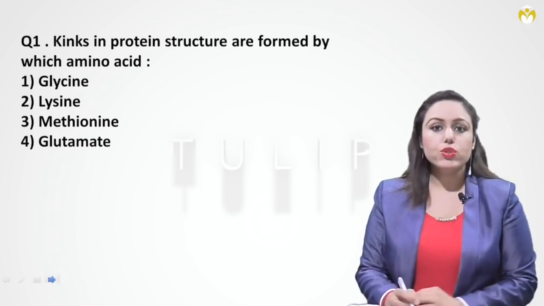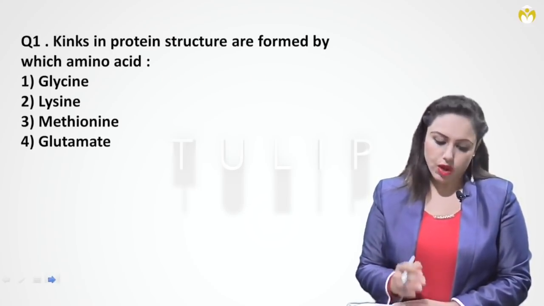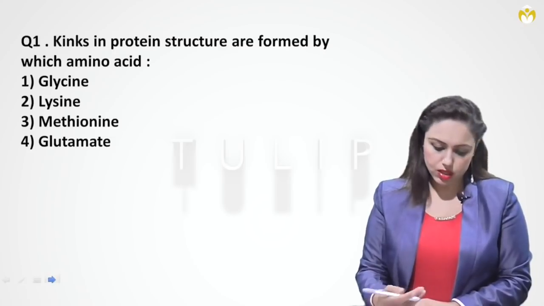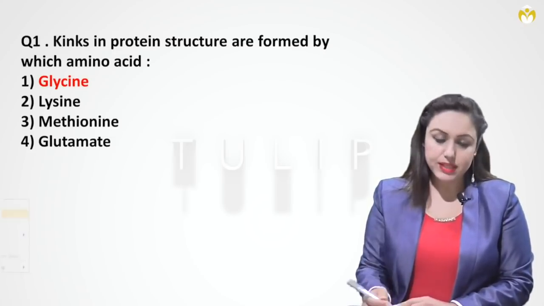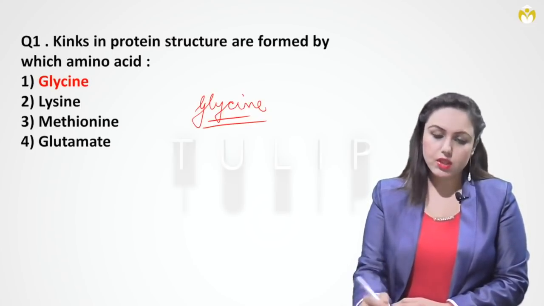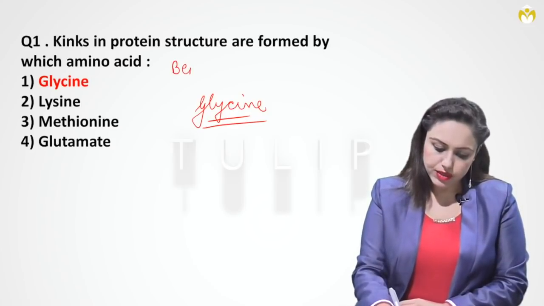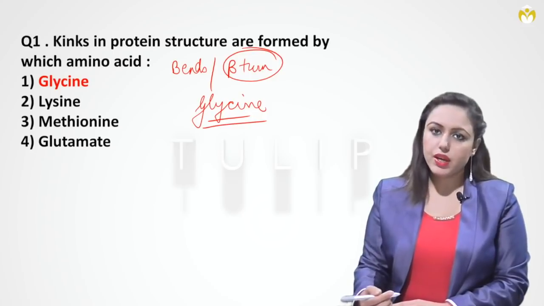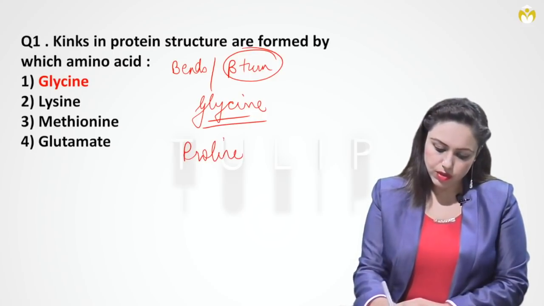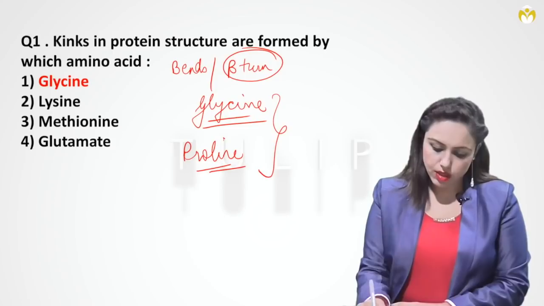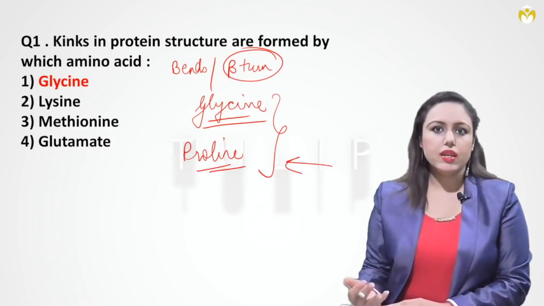The first question which I am going to take is, kinks in the protein structure are formed by which amino acid? Four options are given: glycine, lysine, methionine and glutamate. The answer to this question is glycine. Because of its flexibility, it introduces kinks or bends in the structure, or we say glycine is mainly found in beta turns. So turns or bends or kinks, these are formed by glycine. Also one more amino acid, proline, will form the kinks. If both of these are given and they ask you kinks, then proline will be the best answer to be marked and the second best will be glycine.